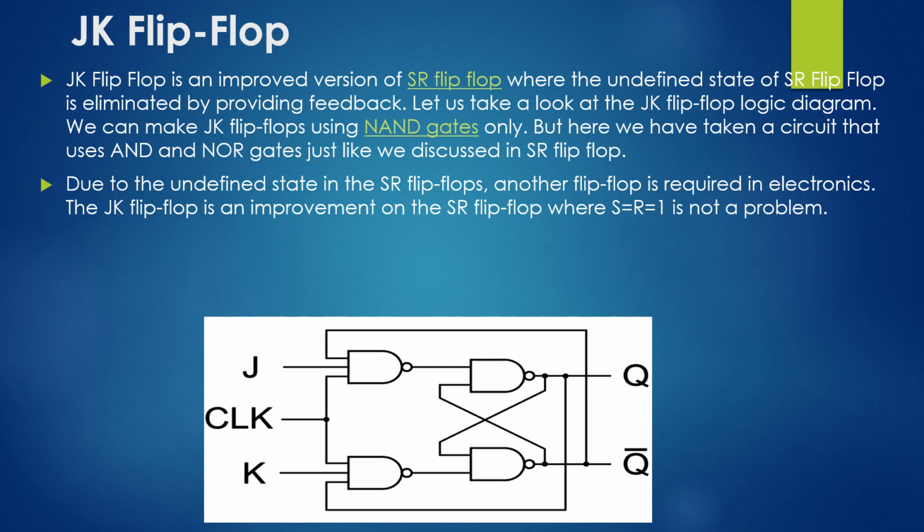JK flip-flop is an improved version of SR flip-flop where the undefined state of SR flip-flop is eliminated by providing feedback. The JK flip-flop logic diagram is also given here. A JK flip-flop can be built using NAND gates only, but here we have taken a circuit that uses AND and NOR gates, just like we discussed in SR flip-flop. In the logic diagram we can see J and K and the clock symbol also. The outputs are Q and Q bar. JK flip-flop is an improvement on the SR flip-flop where S equal to R equal to 1 is not a problem.